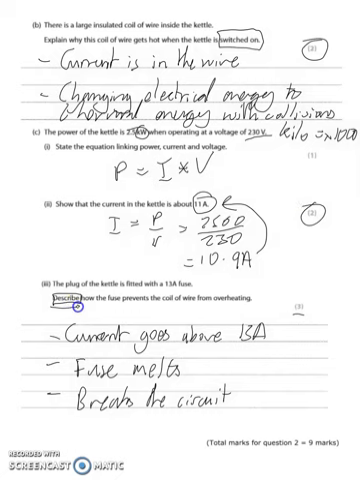This is going to be a describe question, how the fuse prevents the coil of wire from overheating. So it's 3 marks, we're looking for 3 points. So we're going to say, in a logical order, if the current goes above 13 amps, the fuse will melt, and that breaks the circuit, which stops it from overheating because we explained up here that there is no current in the wire, so it won't get hot anymore. And that is question number 2.